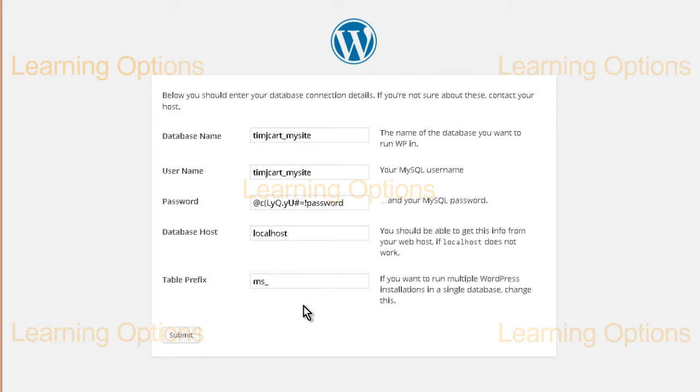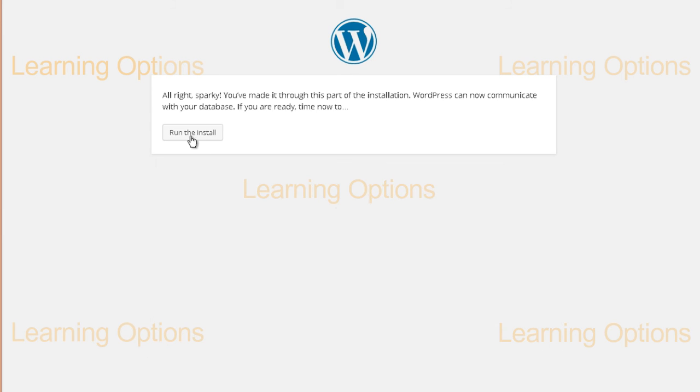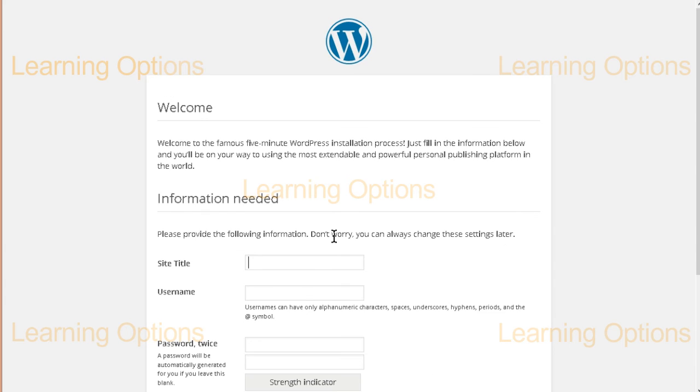Now the reason this whole thing is here is so you can put multiple instances of WordPress into a single database. So if you have a shortage of databases on your server package, then what you can do is just make one database for WordPress, and then put every single install in that one database. Just differentiate them with the table prefix. Okay, so let's submit that, and then go and run the install.